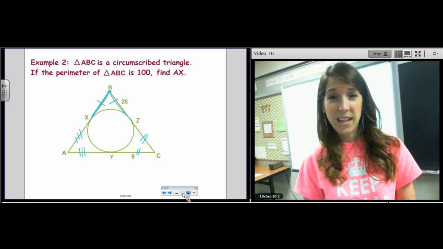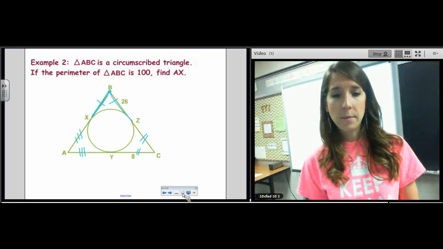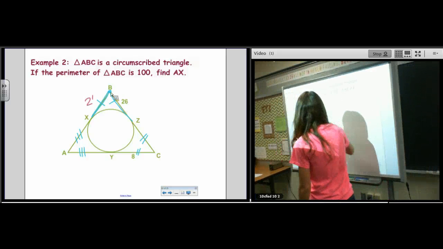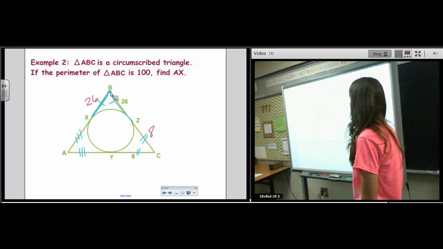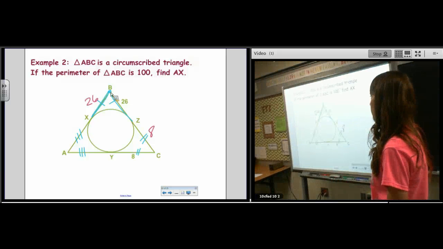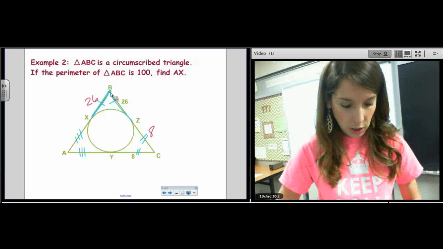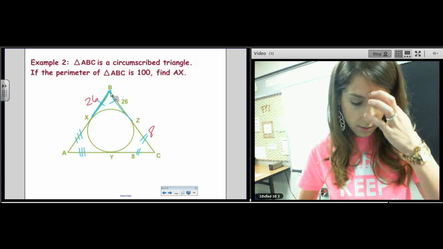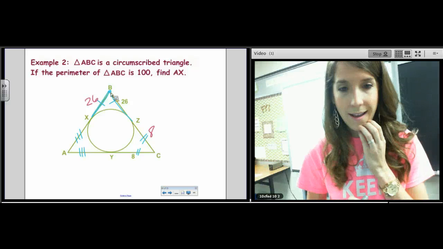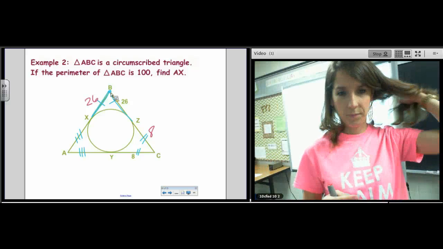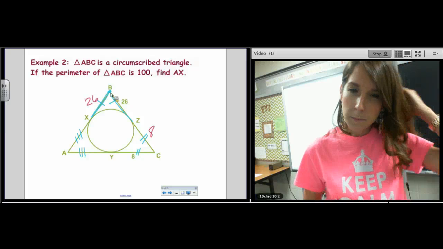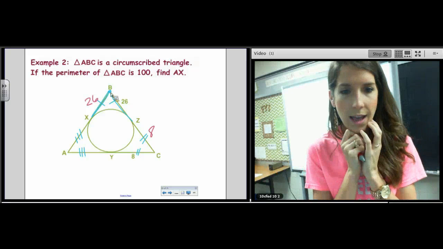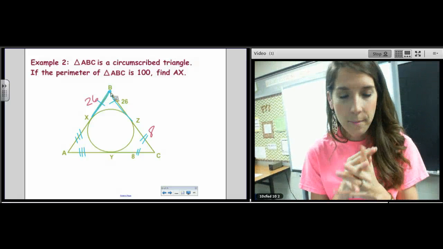Normally I would give you some time to work this problem and I wouldn't say a word, but we are running out of time, so that's why I am explaining these. So, 26, 26, 8, 8, and we need to find AX. So, 26 times 2 plus 8 times 2, subtract from 100, and divide by 2. What are y'all getting? I got it. What'd you get? Subtract from 100 and divide by 2 because AX is congruent to AY. What do you get?